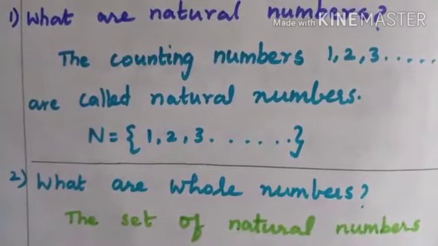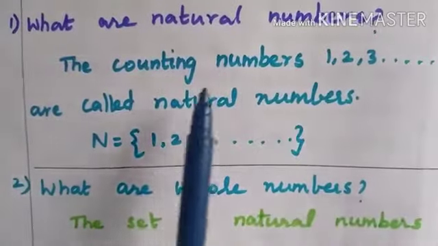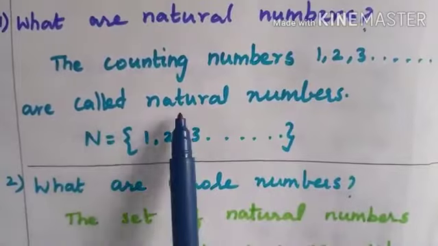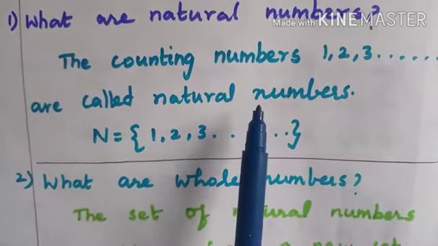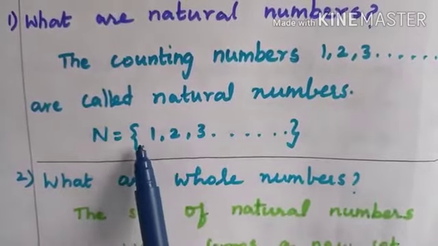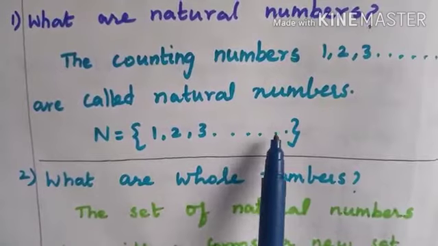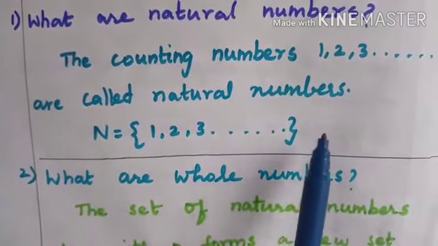Here, first question: what are natural numbers? Yes, the counting numbers 1, 2, 3, etc. are called natural numbers and it is denoted by the letter N. N equals 1, 2, 3, etc., and the numbers go on infinitely. We don't know the last number.